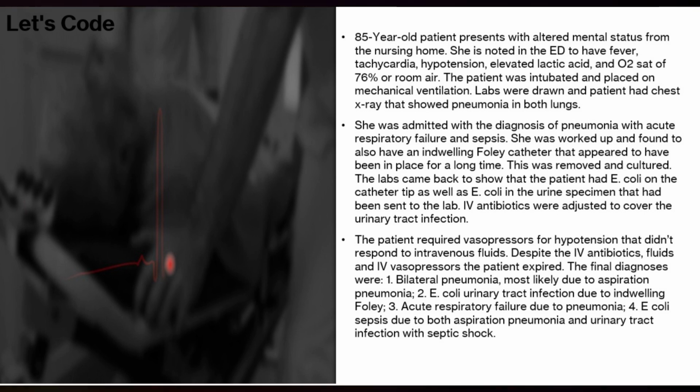She was worked up and found to also have an indwelling Foley catheter that appeared to have been in place for a long time. This was removed and cultured. The labs came back to show that the patient had E. coli on the catheter tip, as well as E. coli in the urine specimen that had been sent to the lab. Intravenous antibiotics were adjusted to cover the urinary tract infection. The patient required vasopressors for hypotension that didn't respond to intravenous fluids. Despite the intravenous antibiotics, fluids, and intravenous vasopressors, the patient expired.